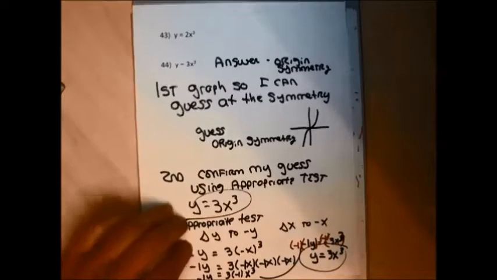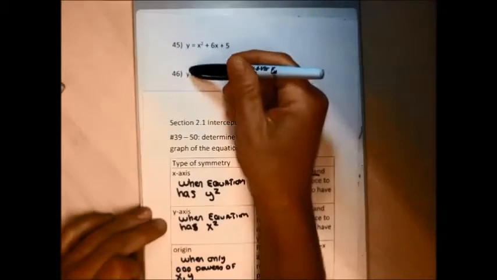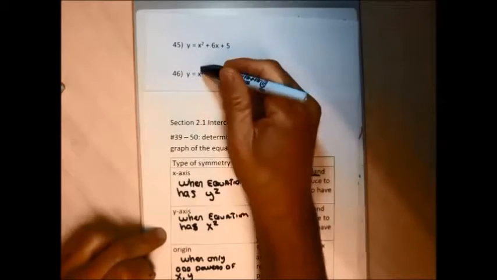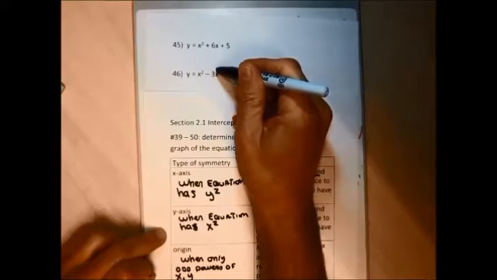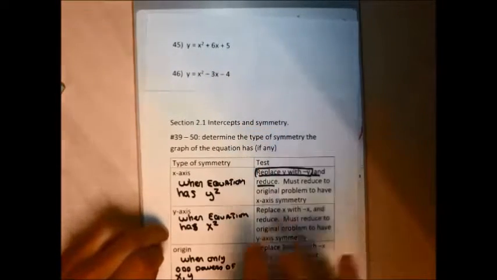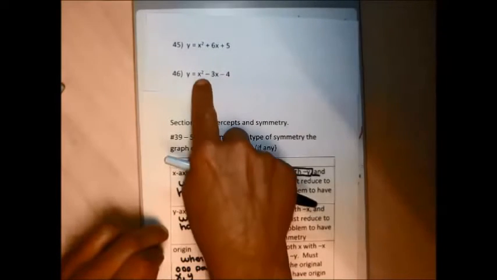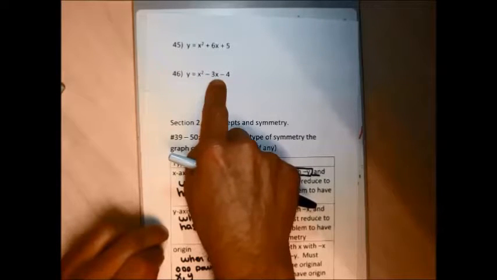All right, so just a few more problems. 46 is nice because I can go immediately into making my guess on what kind of symmetry it has. When I look at my little hints here, the equation doesn't have a y-squared, so I don't think it has x-axis symmetry. It has an x squared, but on top of an x squared, it has an x to the first power term. And when you have both an x squared and an x to the first power term, that's not enough for it to have y-axis symmetry. I don't think this is going to have y-axis symmetry. And it has both even and odd powers of x. I don't think it's going to have origin symmetry.